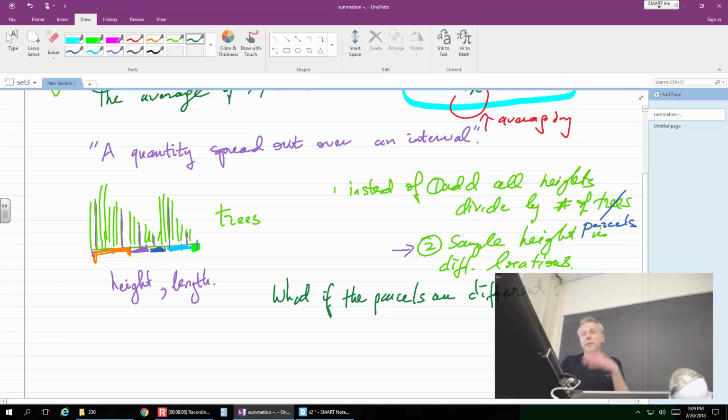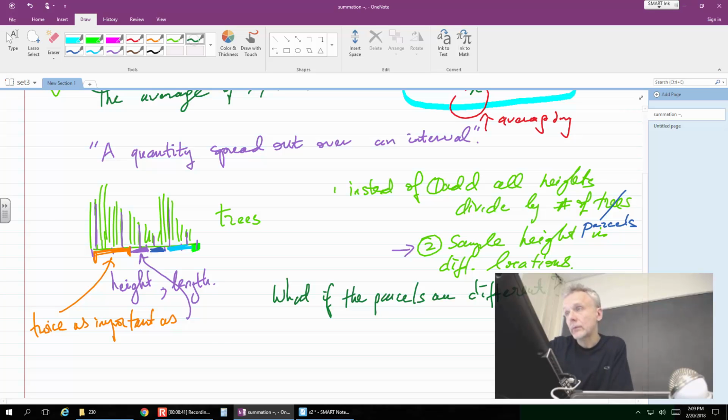Right, that's right. So the bigger the parcel, the bigger the weight that should be assigned to it. The more weight, almost literally, should be put on the information that comes from that particular parcel. So that orange parcel, the first, should be, say, twice as important as this one, because it's twice as long, twice as large, so it should be weighed twice. Indeed, the term we use here is the weighted average.